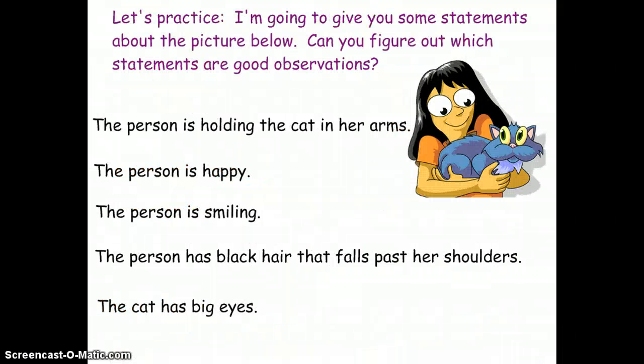So let's practice. I'm going to give you some statements about the picture below. Can you figure out which statements are good observations? The person is holding the cat in her arms.